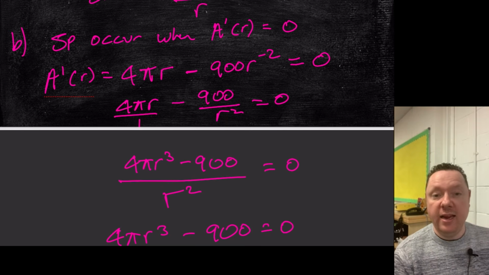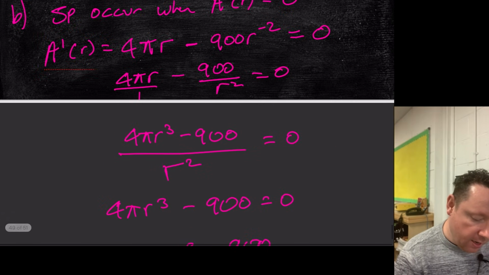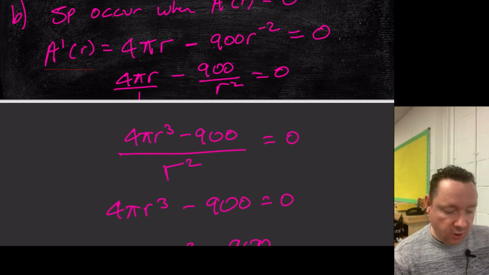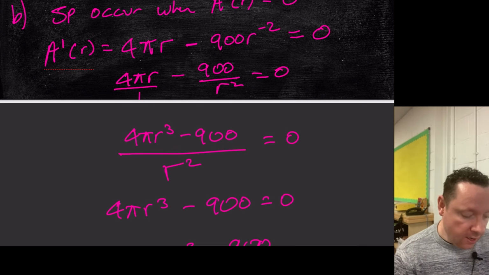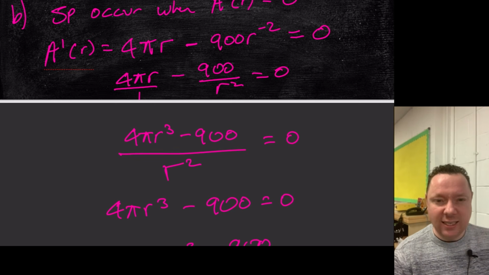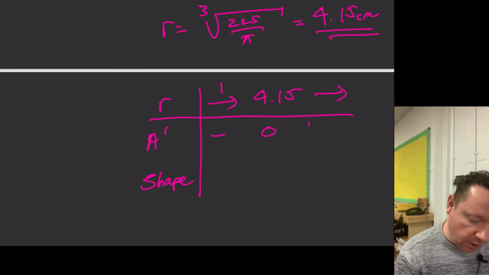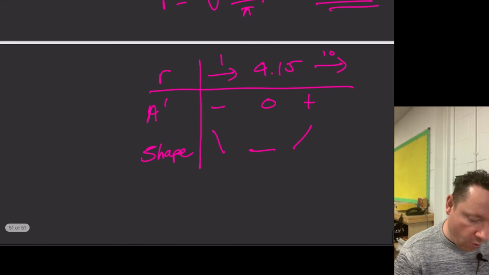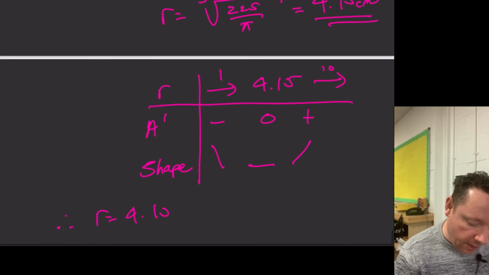Well, that's clearly negative. And then picking a big number like 10, you get 40 pi minus 900 divided by 10 squared, 100. So 900 divided by 100 is 9. So you get 40 pi minus 9. That's clearly positive. Use a calculator for any of this. So our shape is down, along, and up. And therefore, r equals 4.15 is a minimum.